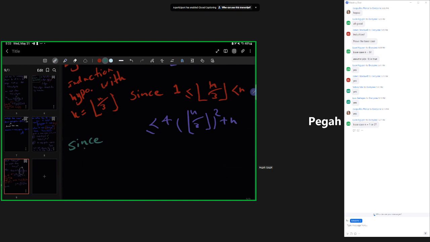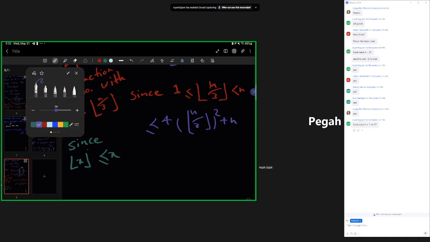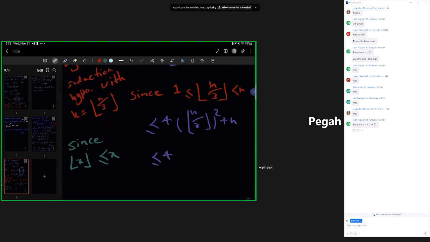Since, what do we have? We say since the floor of any number is less than the number by itself. Let's use this one. If that's the case, it means it's less than 4. I need to do this one. I say, okay, floor of n over 3 is less than n over 3 by itself. And then I do have this squared plus n. And then what's going to happen? So I'm going to have n squared over 9 plus n.